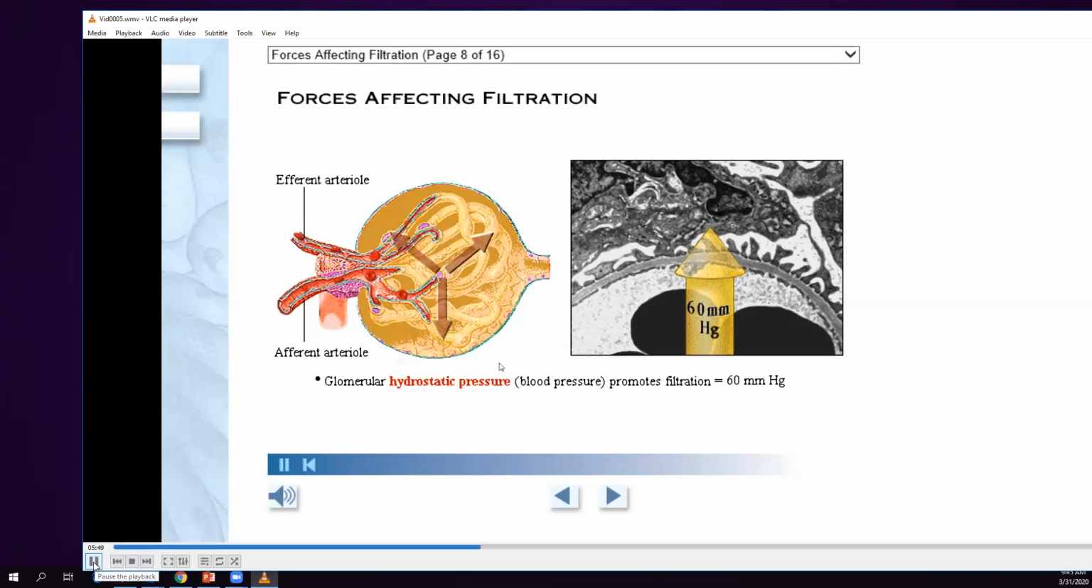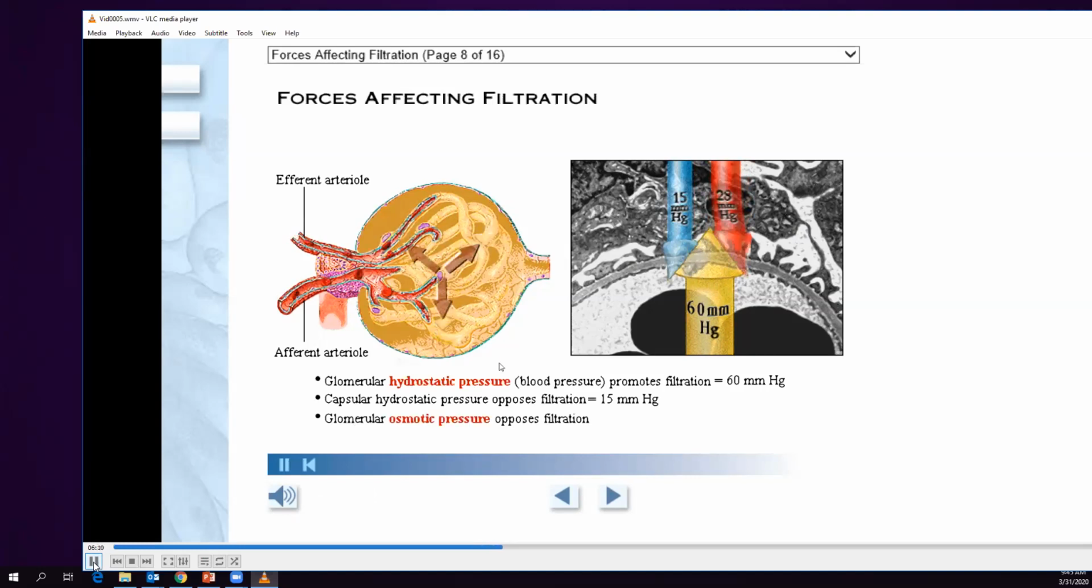However, the glomerular hydrostatic pressure is opposed by 2 forces that reduce the flow of fluid into the capsular space. Fluid already in the capsular space creates a back pressure that resists the incoming fluid. This capsular hydrostatic pressure averages 15 millimeters of mercury. The second opposing force is the osmotic pressure of the blood in the glomerular capillaries. Remember that the capillaries retain proteins, which become more concentrated in the blood as the filtrate flows out. Because of these proteins, the osmolarity of the blood is higher than the osmolarity of the filtrate. The osmotic pressure of the blood, or its tendency to draw the fluid back in, averages 28 millimeters of mercury.